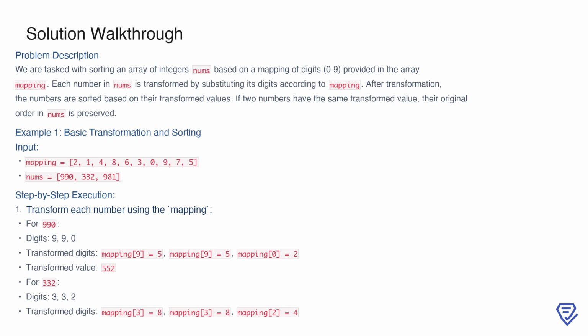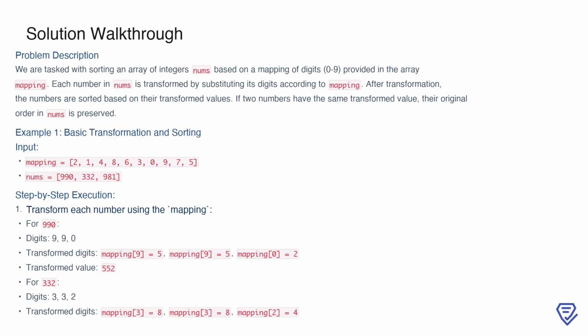In this problem, we are tasked with sorting an array of integers based on a digit mapping provided in the form of another array. The key challenge lies in transforming each number using this mapping and then sorting them based on their transformed values. Importantly, if two numbers share the same transformed value, we must maintain their original order from the input array. To better understand this, let's look at an example.